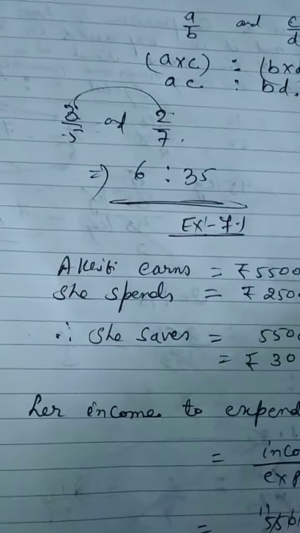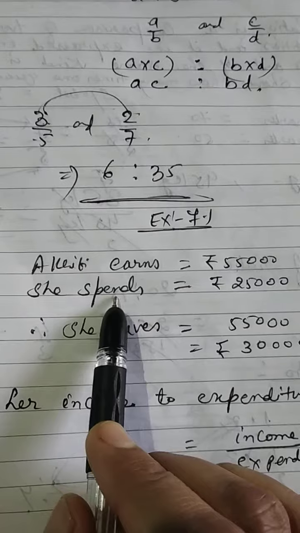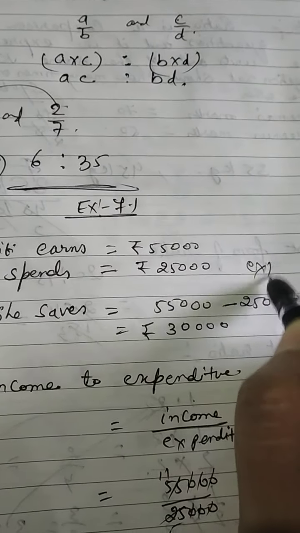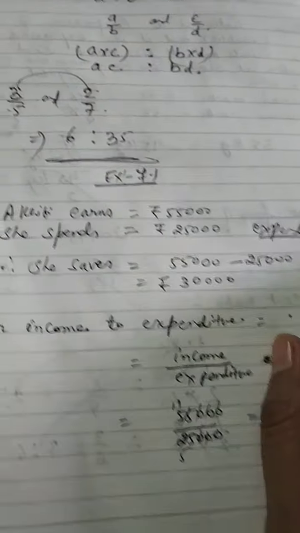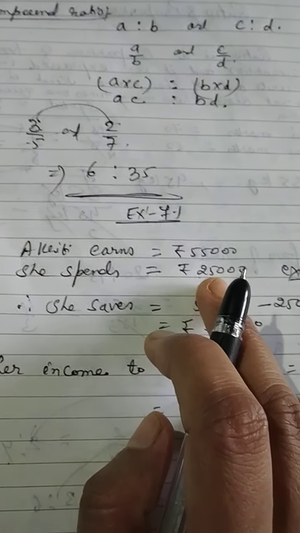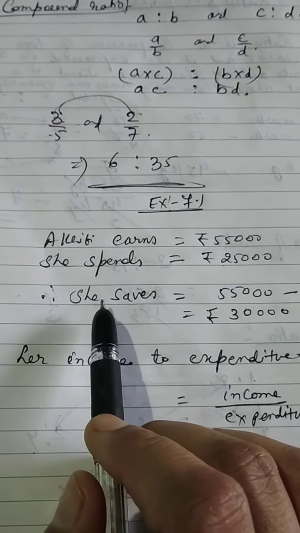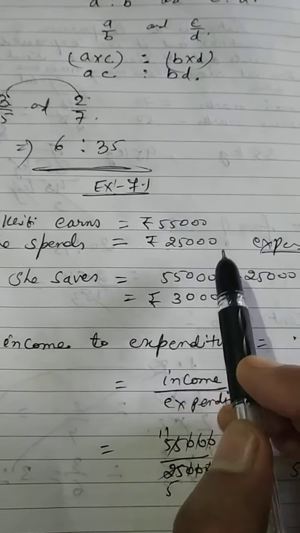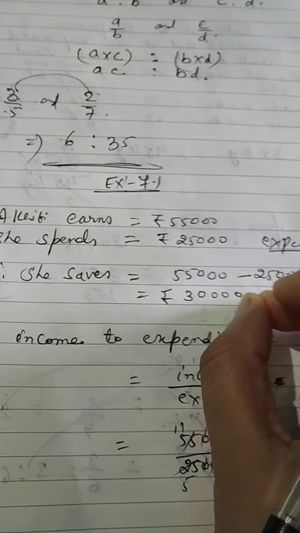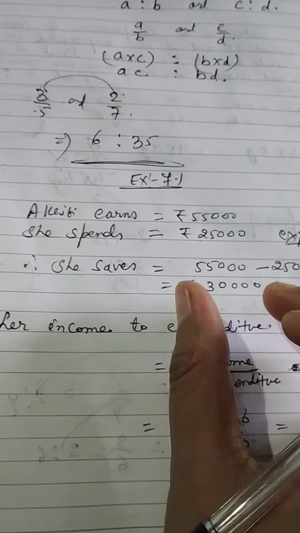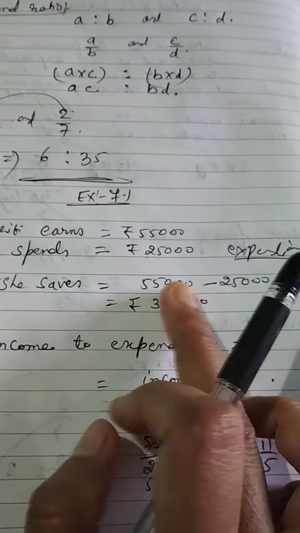First of all, Akriti earned 55,000. This is her income. She spends 25,000, meaning this is her expenditure. Her expenditure is given and her income is also given, so you can find out how much she saves. Savings are earning minus expenditure. From whatever she earns, we subtract whatever she spends. The amount left is what she saves every month. So she is saving 30,000 every month.